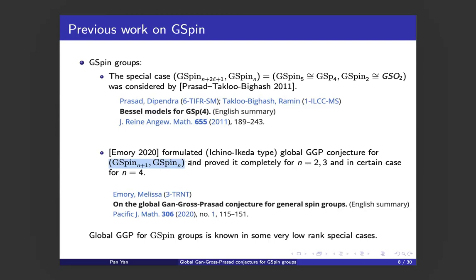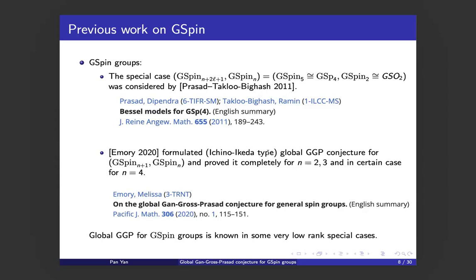Do you think it's hard to formulate such a conjecture? And if you have such a conjecture, do you get the other direction of this GGP? I think that's a very good question. I have not looked into the Ichino-Ikeda type conjecture yet. But once we have the Ichino-Ikeda type result for global GGP, then yes, we can prove the equivalence of the non-vanishing of the Bessel period and the non-vanishing of the central L-value.